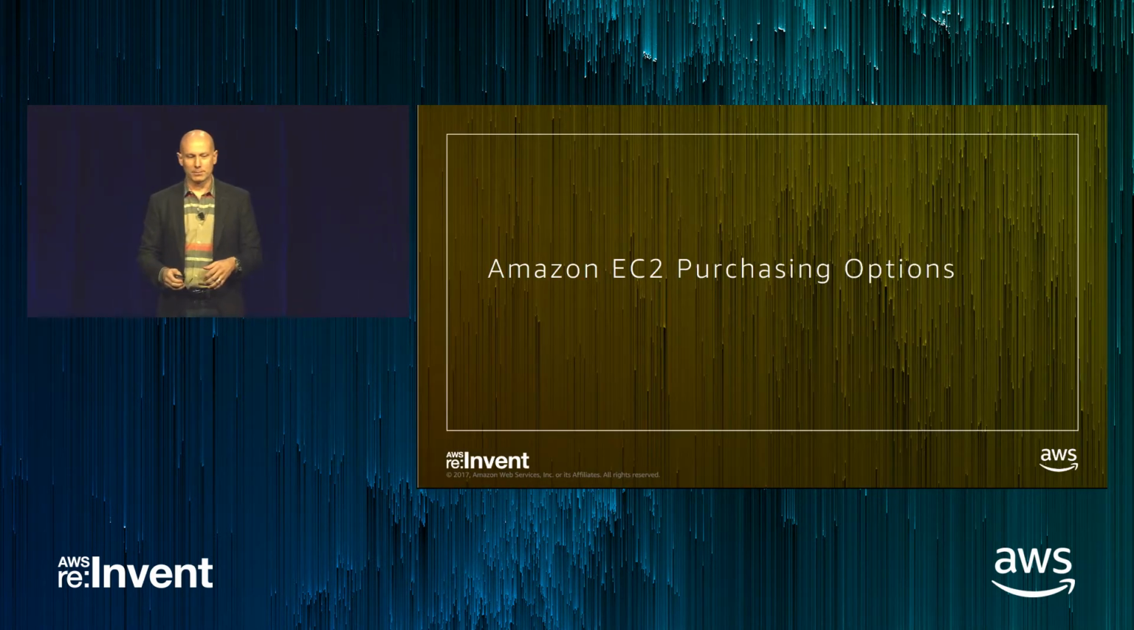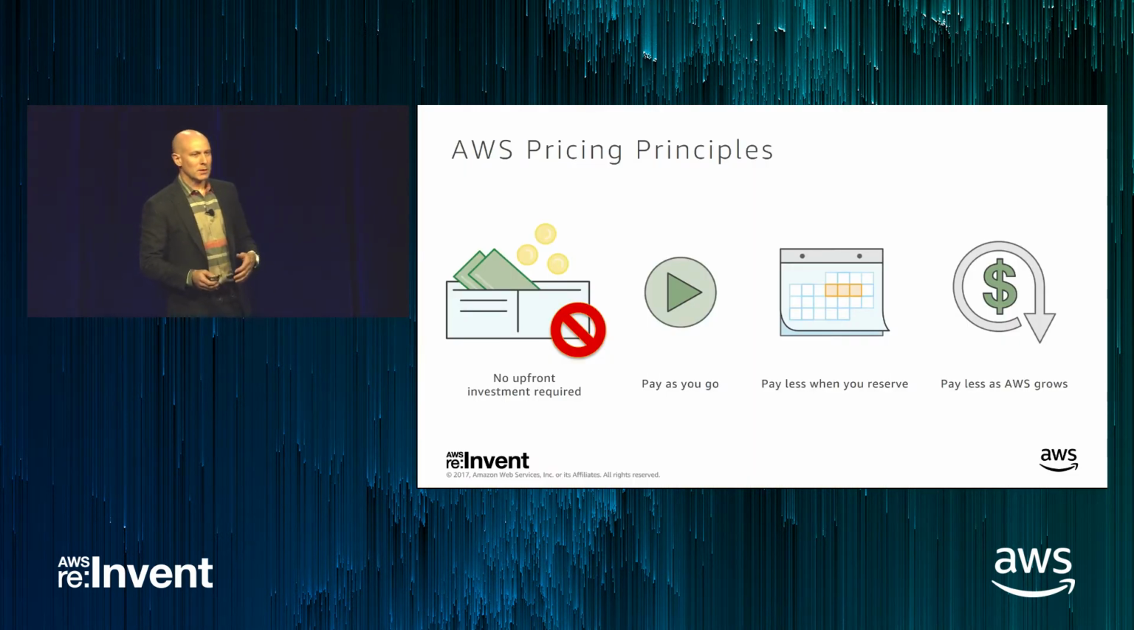The fourth pillar, as I mentioned, is the purchasing options. So what are the purchasing options? The purchasing options are a reflection of what we at AWS think of as our pricing principles. The core pricing principle for AWS that we started with over 10 years ago is that there's no upfront investment required. You can just get started. It's radical thinking at the time, and we still think it enables lots of innovation.